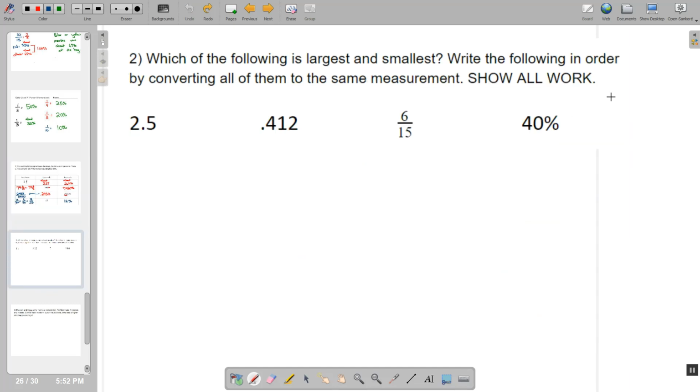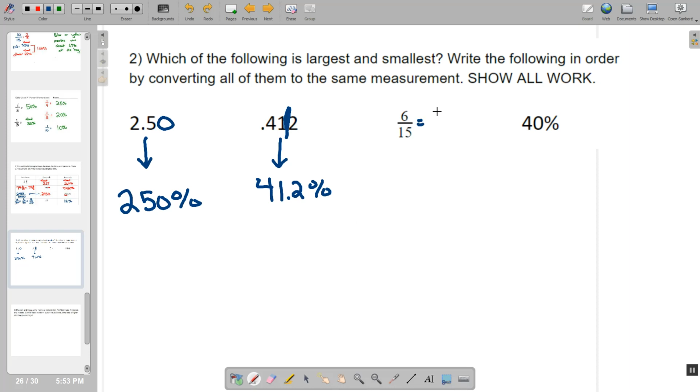Once again, we're going to convert all of these to percents. This is the same as 2 50 hundredths, which is 250%. For this one, we want to go between our hundredths and thousandths. So this one is 41 2/10%. 6/15 is a little bit tougher. That's 2/5. We know that 1/5 is 20%, so that means 2/5 has to be 40%.